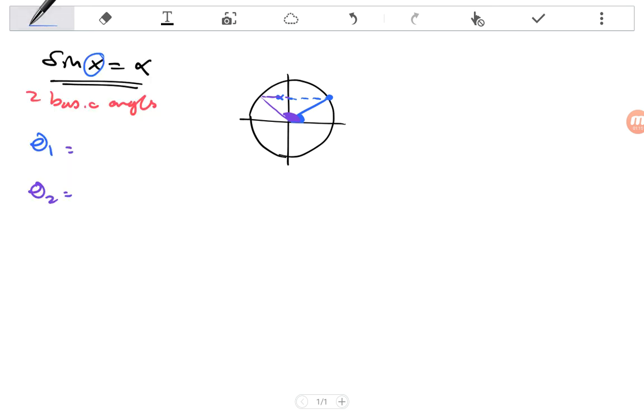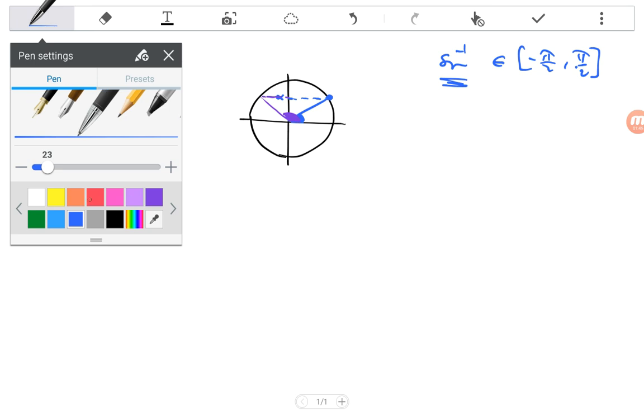Okay, what is theta 1? Theta 1 is simply the inverse of alpha. Why is it the inverse of alpha? We have learned before that the output of a sine inverse must be an angle from negative pi over 2 to pi over 2. What is an angle from negative pi over 2 to pi over 2 with respect to the quadrants?